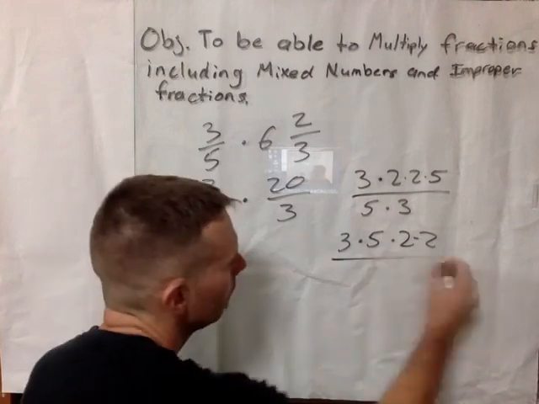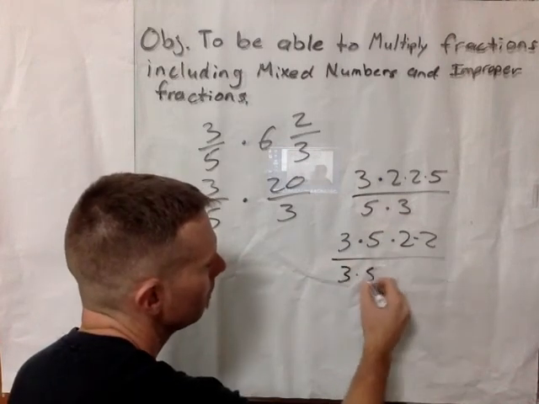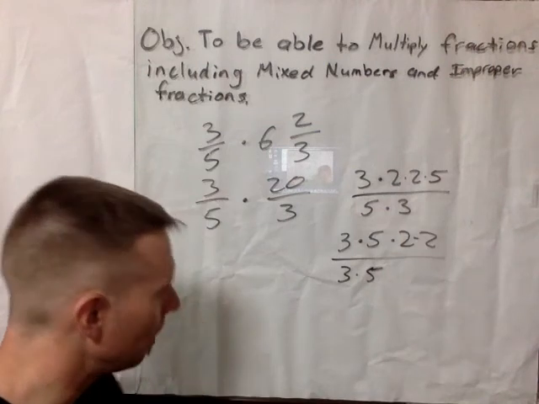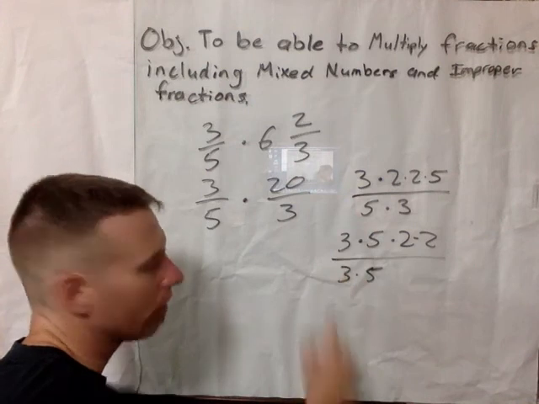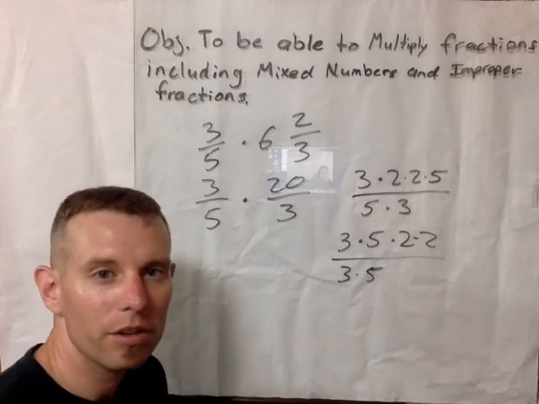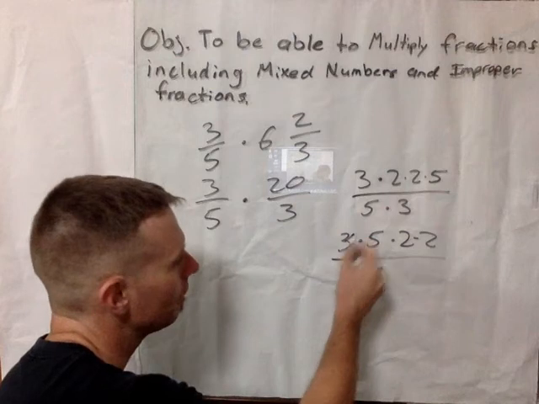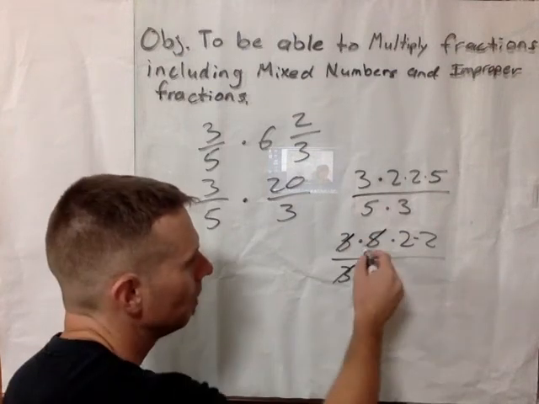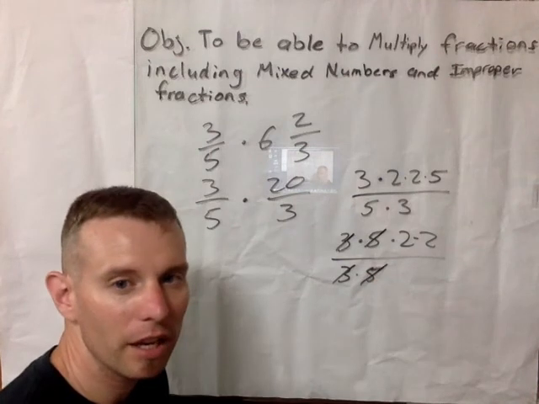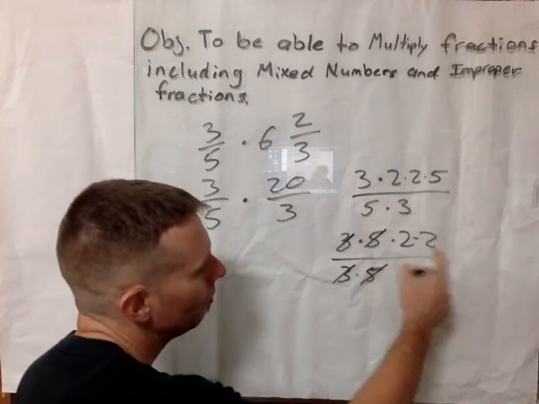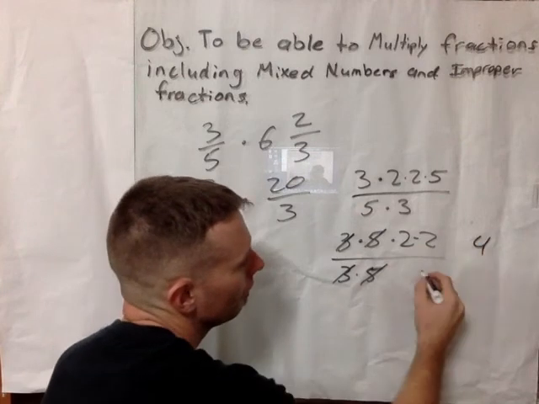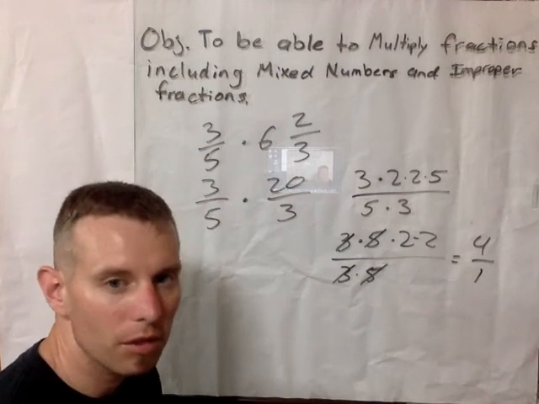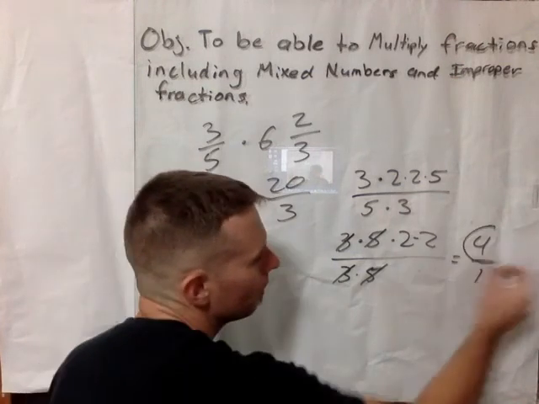And then on the bottom I'm going to write 3 times 5, and then there's nothing. You can say times 1 if you'd like. Now we can see 3 over 3, well, 3/3 is 1. So really we can just cancel those out. And 5 over 5 is also 1. So we can end up canceling that out. And then we're left on the top with 4. And then of course on the bottom we have this 1 that we assume is there. So we're left with the answer of 4.